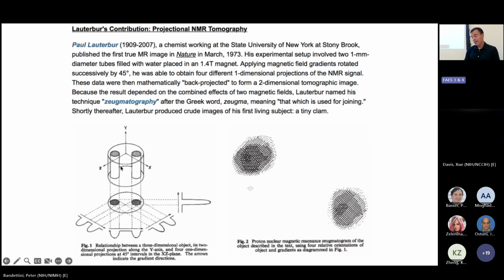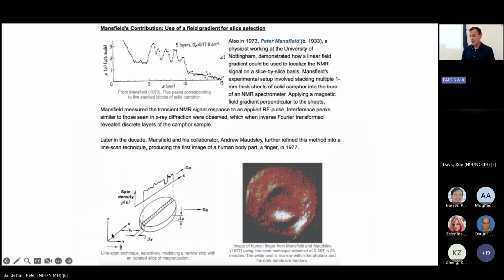So Paul Lauterbur had zeugmatography. It was basically a projection reconstruction technique with gradients that never quite caught on. And then Peter Mansfield's technique of slice selection caught on much better.